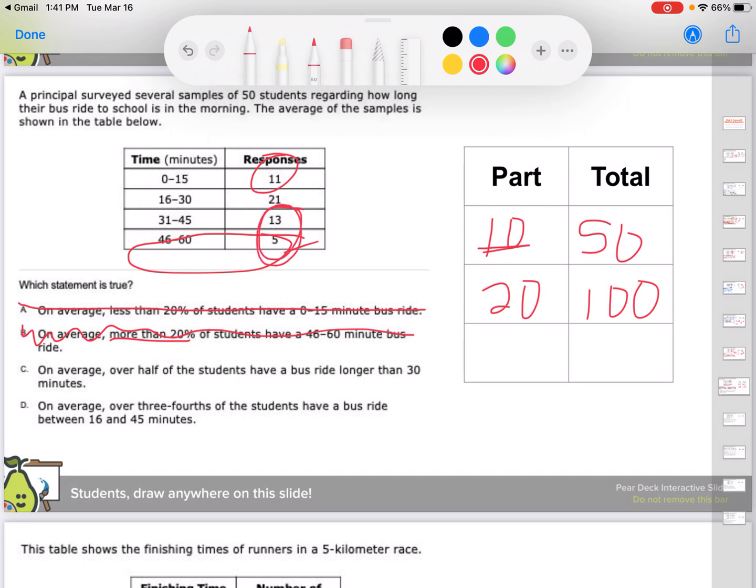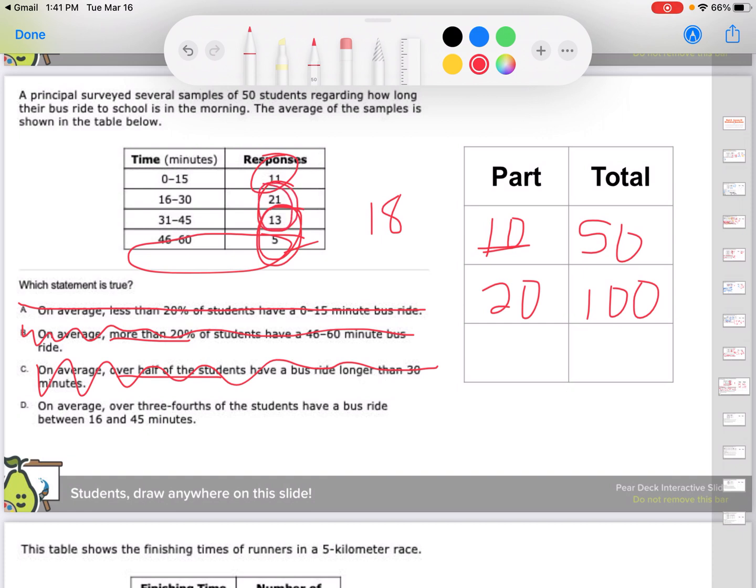On average, over half of the students have a bus ride longer than 30 minutes. Well, that's when I add these two together and I get 18. Over half of the students would be 25, so that's not true. So we're really hoping D's right. On average, over 3/4 of the students have a bus ride between 16 and 45 minutes long.